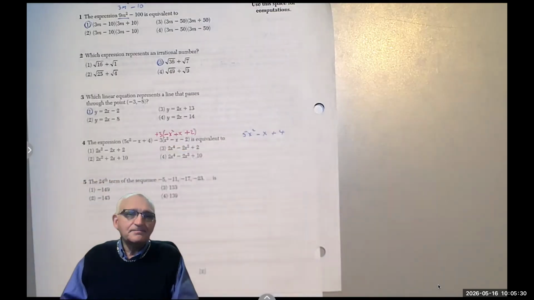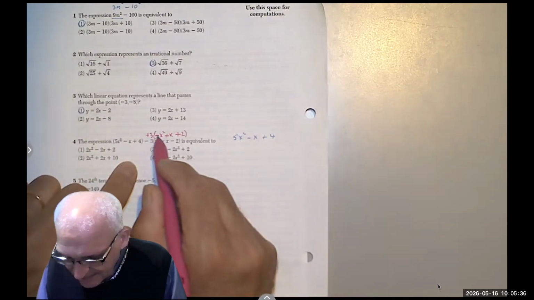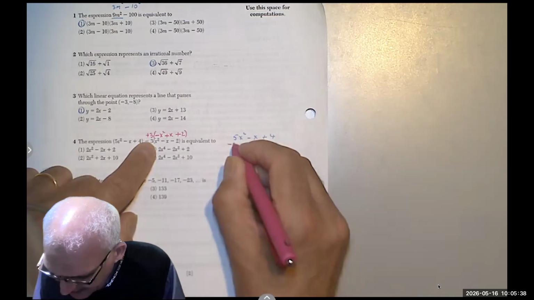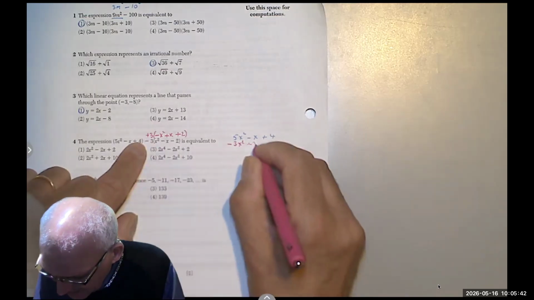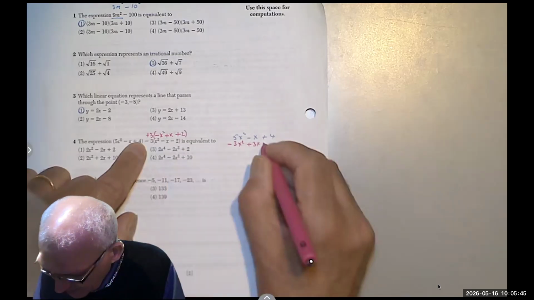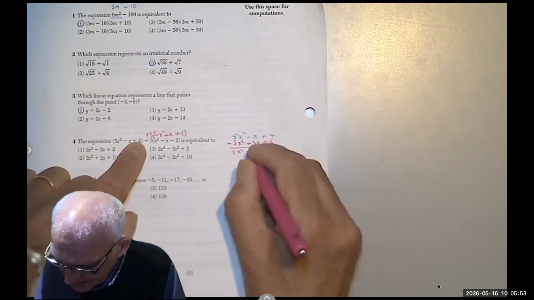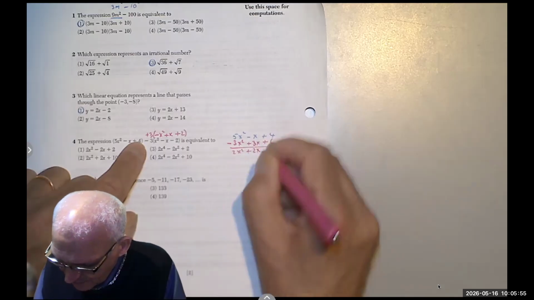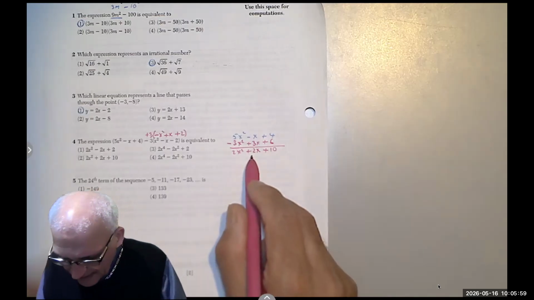And now I'm adding. Because when I distribute, 3 times negative x squared is negative 3x squared. 3 times x is positive 3x. 3 times 2 is positive 6. I'm done. 5 minus 3 is 2x squared. Negative 1 plus 3, or 3 minus 1, is plus 2x. 6 plus 4 is 10. So I get 2x squared plus 2x plus 10.